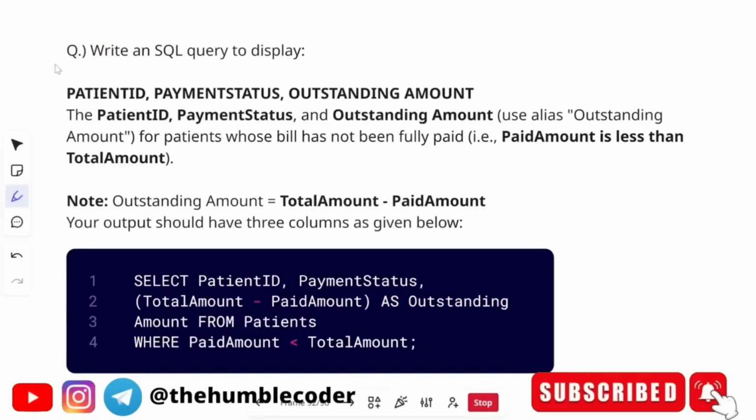Okay, so we have this question as, write an SQL query to display the patient ID, payment status, and outstanding amount. Use alias outstanding amount for patients whose bill has not been fully paid. That is, the paid amount is less than the total amount. Okay, so this is basically the question that is given to us. One note is also given to us, that is outstanding amount is equal to total amount minus the paid amount. So your output should have 3 columns as given below. Basically these were the 3 columns.